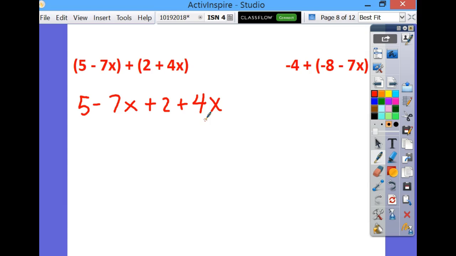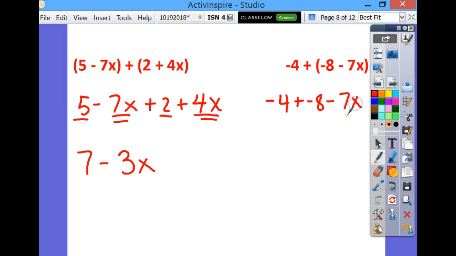Combine like terms. What's going to combine with the 5? And what's going to combine there? And that's going to give you a -3x. Is that easy? Okay, over here, when you're just adding, the parentheses really don't have any effect. What am I going to combine with the -4? And so that would be -12.